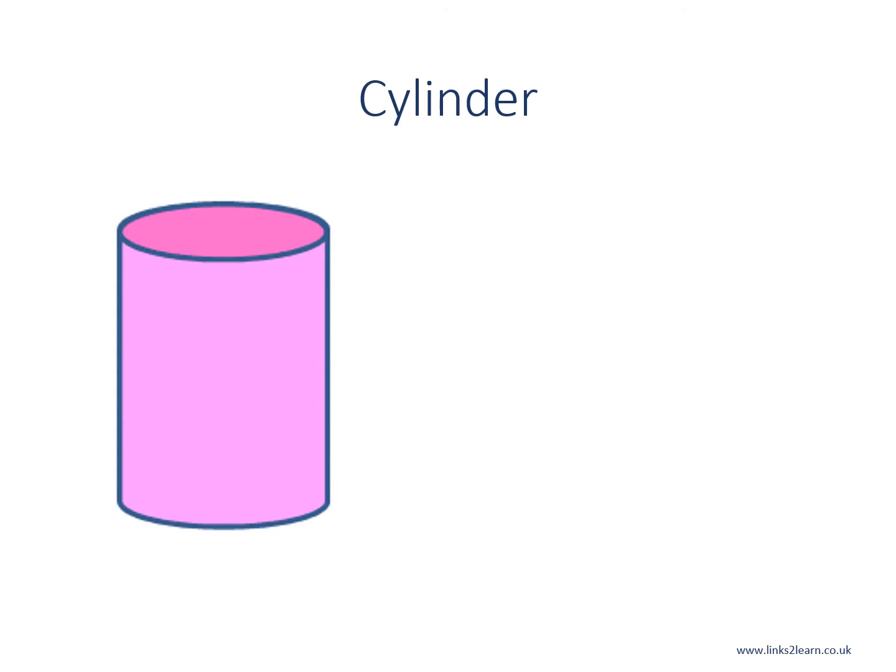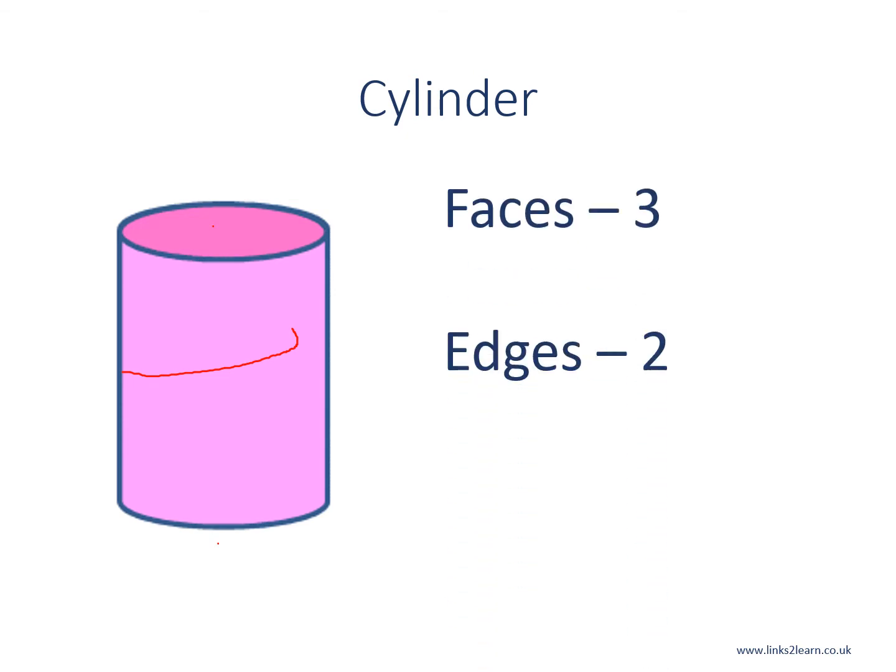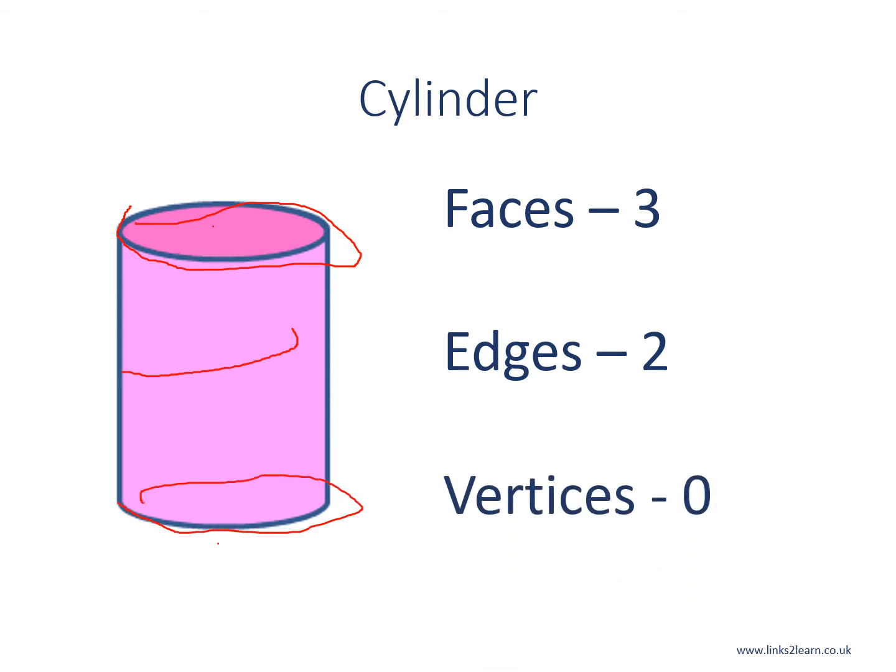Next shape, we've got a cylinder. Thinking about the number of faces, we've got two circles there at the bottom and then one face running around, joining them together almost like a tube. So we've got three faces, two edges, the first edge around the top. Sorry, not very neat drawing there. And again, imagine if we could see through that, it would be one at the bottom as well. And there are no vertices to this 3D shape.